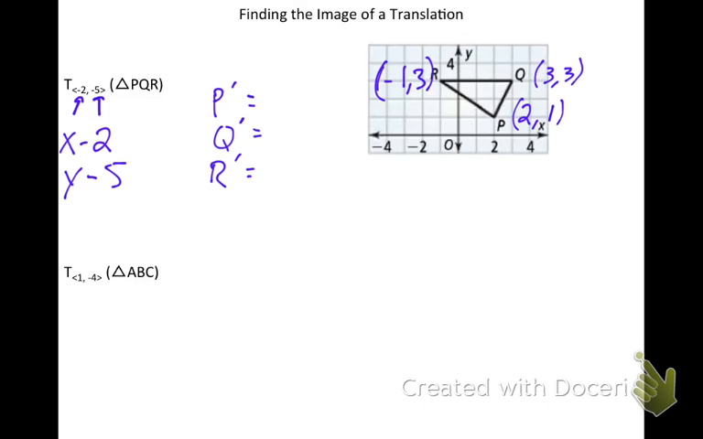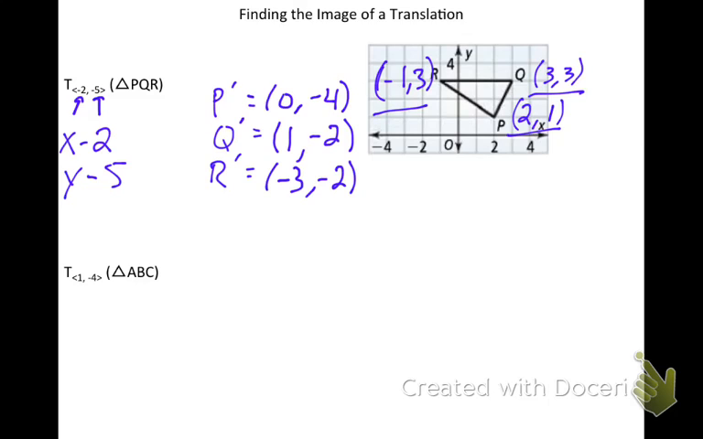My P is ordered pair 2, 1, so I subtract 2 from my x, get 0, subtract 5 from 1 and get -4. My Q over here, 3, 3, subtract 2 from my x, I get 1, subtract 5 from my y and get -2. And my R, which is -1, 3, becomes -3, and then -2.